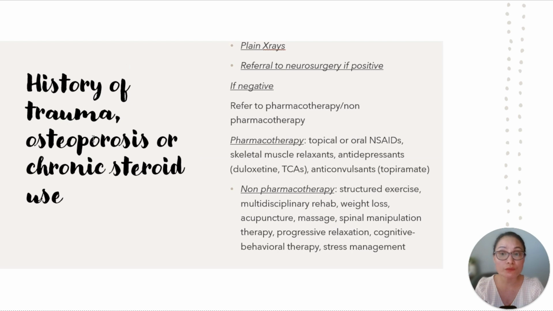If there is a history of trauma, the patient has fallen, has osteoporosis or risk factors for osteoporosis like chronic steroid use, or has been on chemotherapy or medications that cause bone erosions or bone demineralization, you want to order an x-ray to check the integrity of the bone or any fracture, and refer your patient to neurosurgery if positive. But if it's negative, you're going to go to the pharmacotherapy and non-pharmacotherapies that we already mentioned earlier.